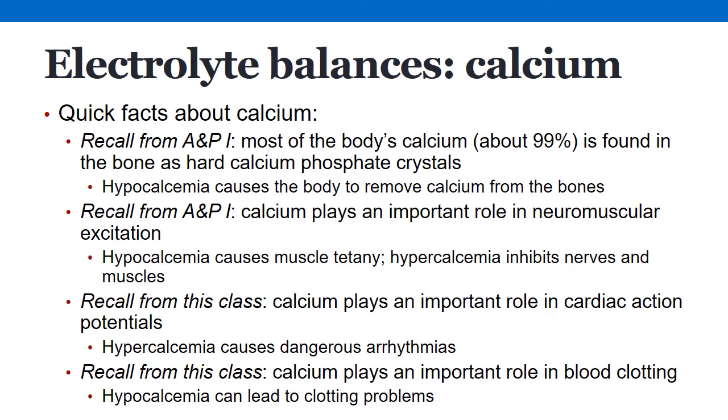You'll also recall from A&P1 that calcium plays an important role in neuromuscular excitation. And we find that hypocalcemia causes muscles to go into tetany, and hypercalcemia inhibits nerves and muscles from working at all. And finally, you'll recall from this class that calcium plays an important role in cardiac action potentials and in blood clotting. So hypocalcemia can lead to clotting problems. Hypercalcemia can cause dangerous cardiac arrhythmias.